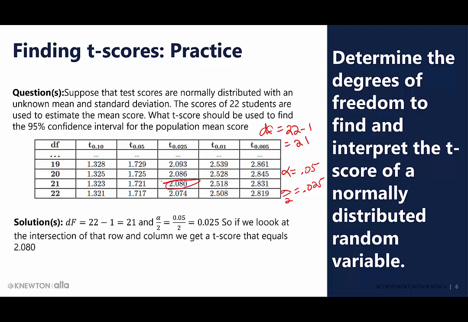All right, so as I said before, it's very similar to what we did in the last videos. It's just now we have that extra step of finding the degrees of freedom.